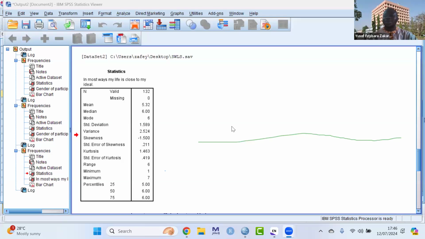Let's see whether SPSS knows what it's doing. The 50th percentile is 6. What is our median that you see here? 6. They must be the same. Our median is 6. So our median is the same as the second quartile, which is the same as the 50th percentile.